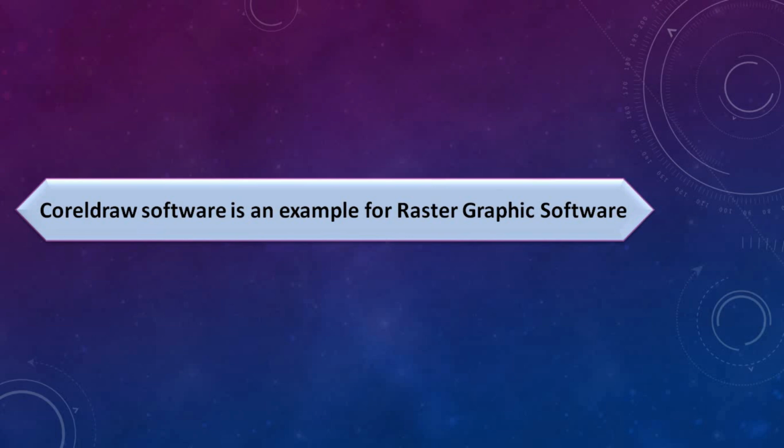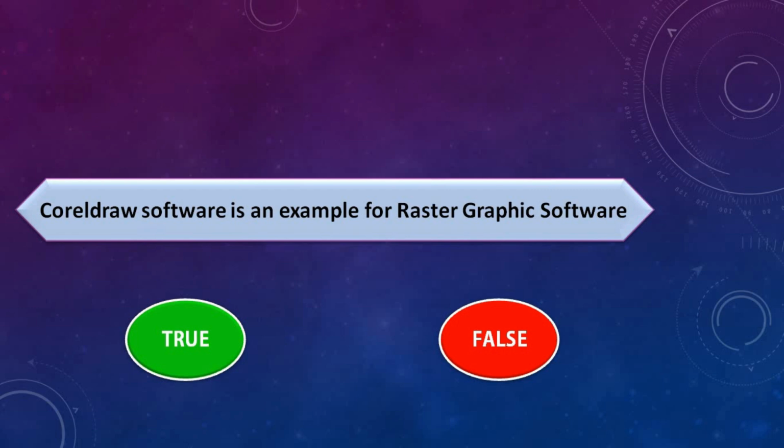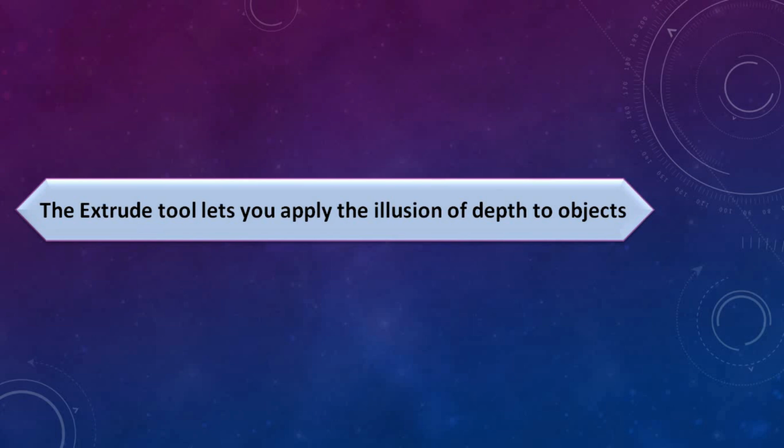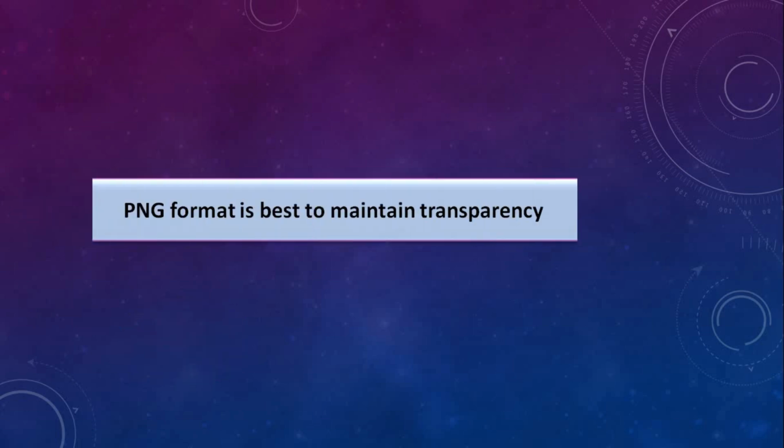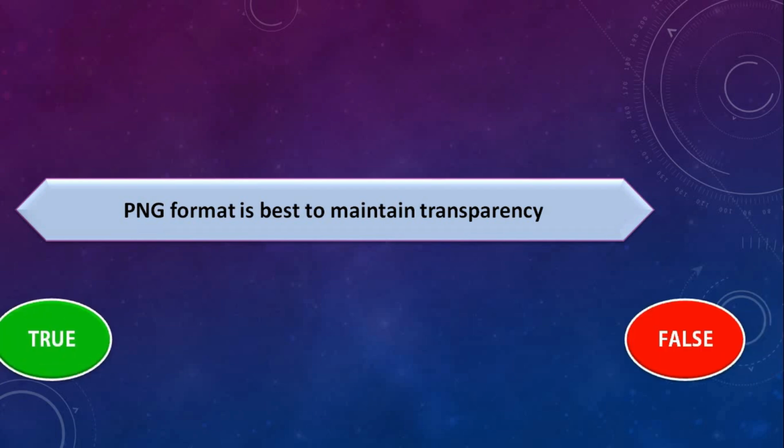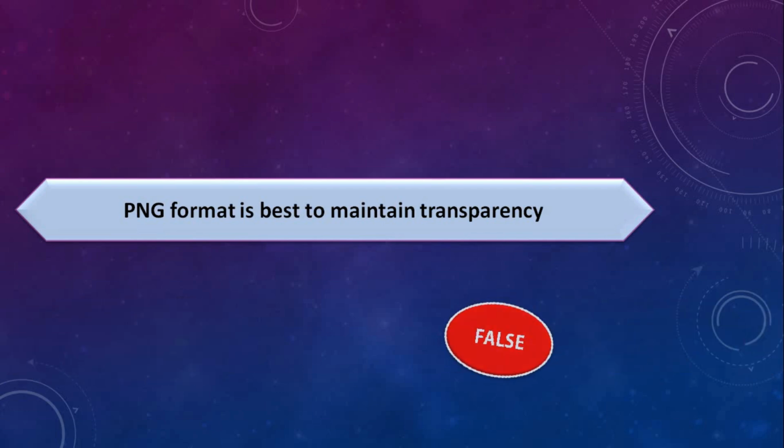CorelDRAW software is an example of raster graphics software. Is it true or false? The answer is false. CorelDRAW is vector graphics software. The extrude tool lets you apply the illusion of depth to objects. True or false? Yes, the answer is true. PNG format is best to maintain transparency. True or false? Yes, the answer is true.